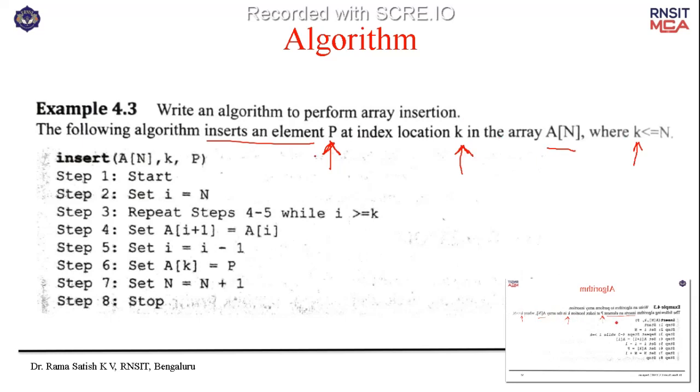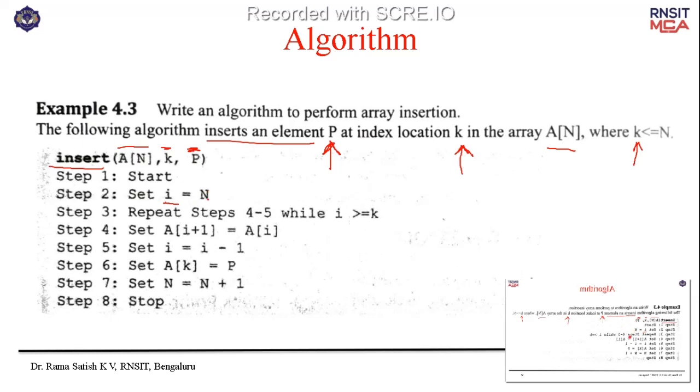So now, what you are doing, insert is the name of the algorithm. For this, you are giving an array A of n with K, that is the position, and P is the inserting value, inserting element. So what you do, you set I to n. So I is a variable which you set to n, that is the last position.